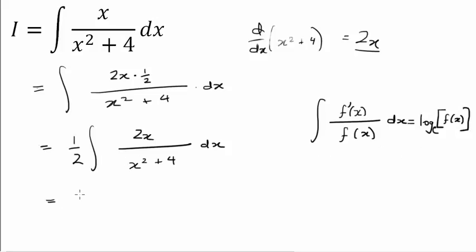So in this case, we have half times the natural log of x squared plus 4, right? And of course, we have the constant c at the end, and that's the end of the question.